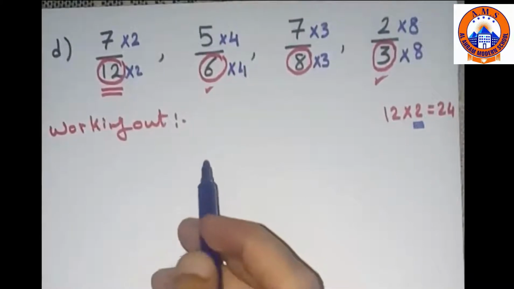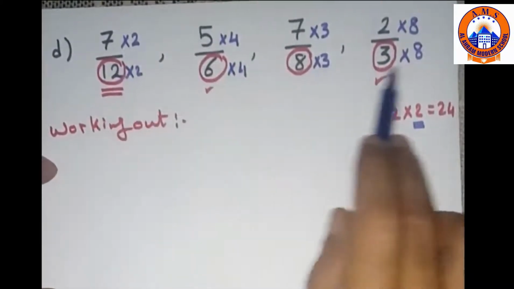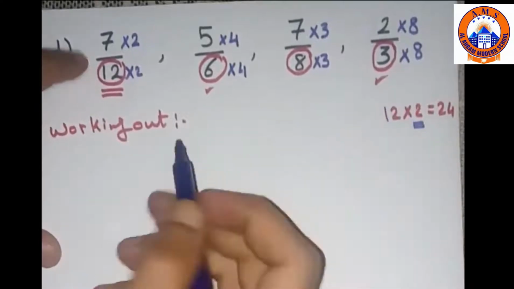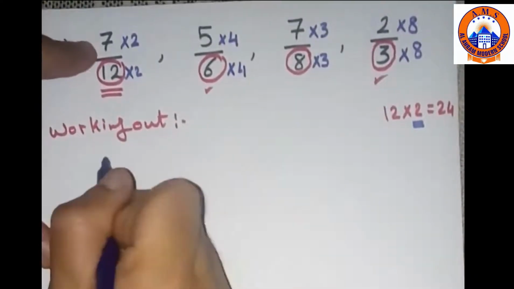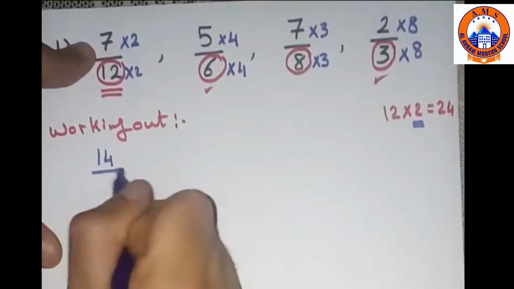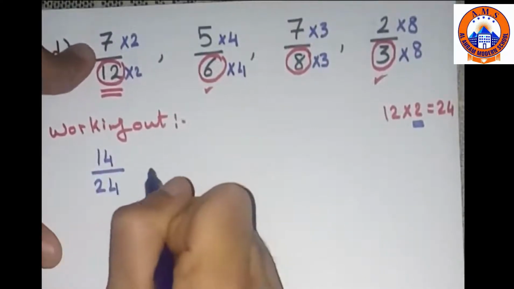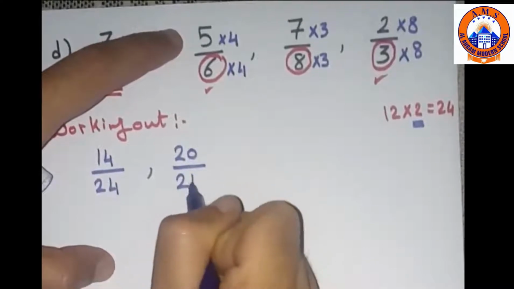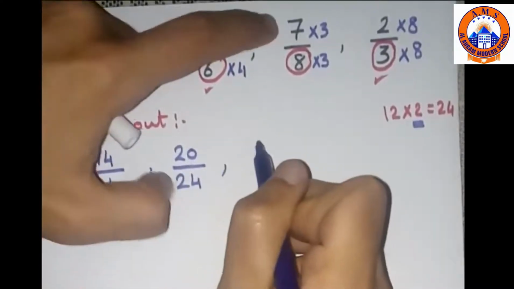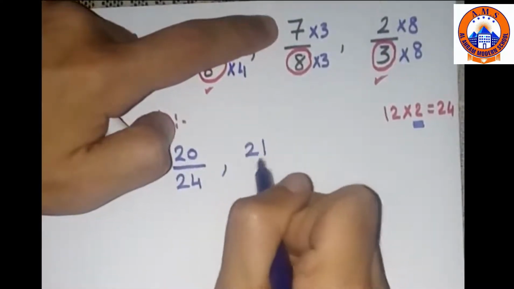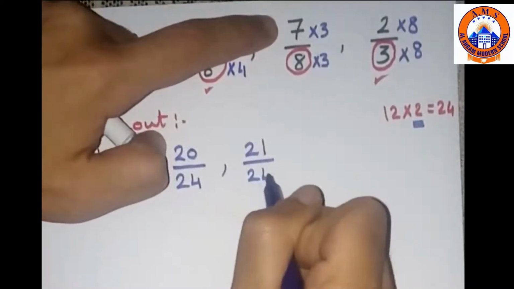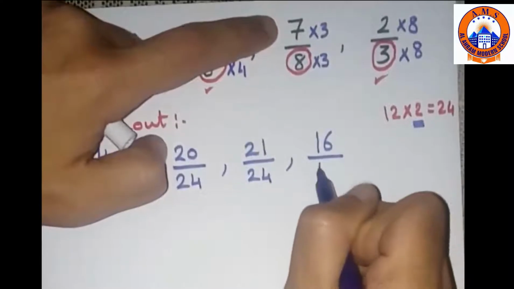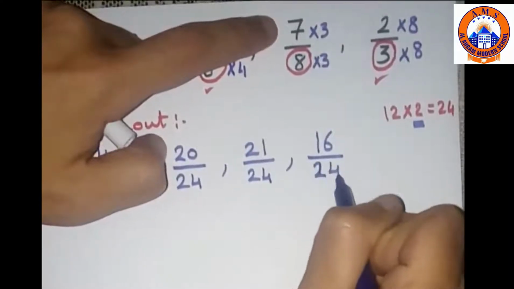So the working out is to find the value of these fractions so they will have the same denominator. So let's start. 7 by 2 is 14 and the denominator will be 24. Then 5 by 4 is 20, as the denominator here is also 24. 7 by 3 is 21 and the denominator is 24. And the last one, 2 by 8 is 16 and the denominator is 24.